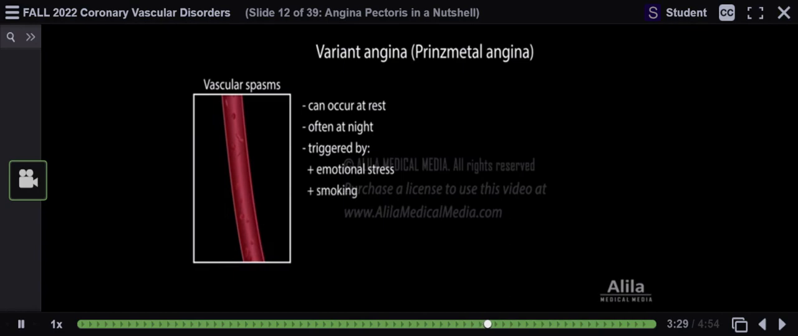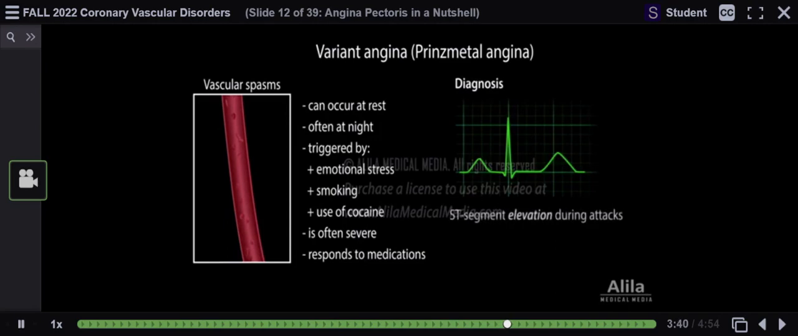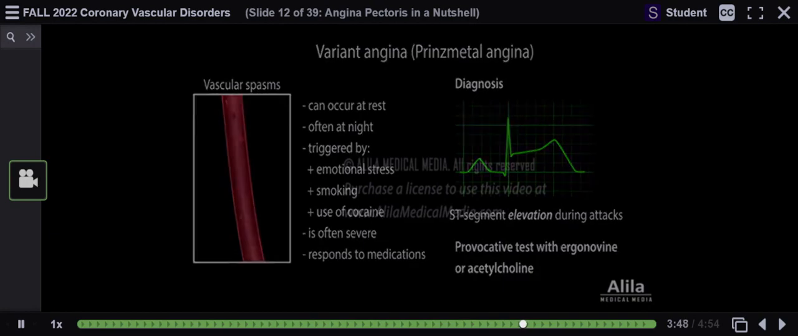Emotional stress, smoking, and use of cocaine are known triggers. Variant angina is often severe, but responds well to medications. Diagnosis is by presence of ST segment elevation during attacks and provocative testing with drugs that induce coronary artery spasms.